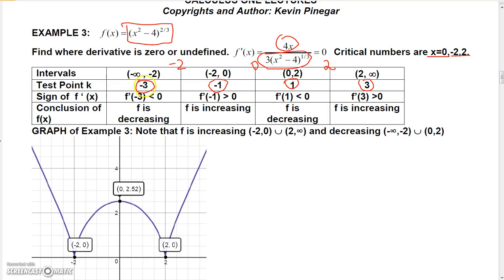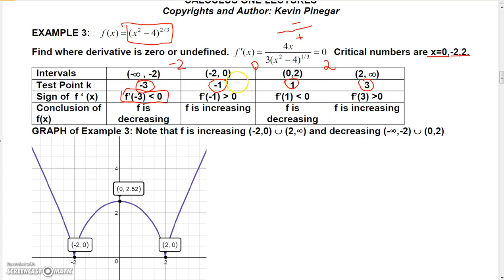Now, let's plug negative 3 into this derivative. This is a little bit trickier, but the top's going to be negative, 4 times negative 3. And the bottom, if I plug negative 3 in here, I get 9 minus 4, which is 5. The cube root of 5 is positive, and 3 times that is still positive. So I'll get a negative over a positive, and negative divided by positive is negative. So the derivative at negative 3 is negative.